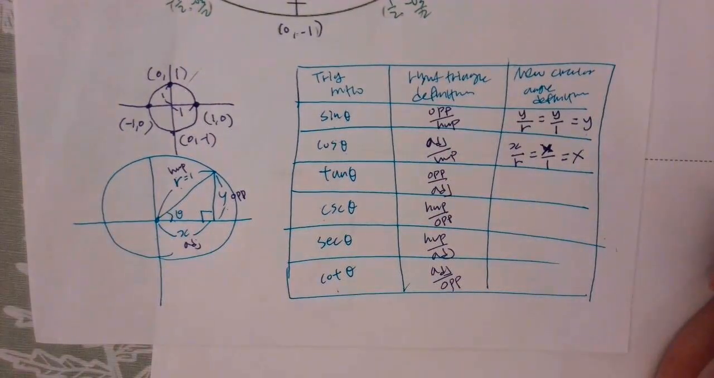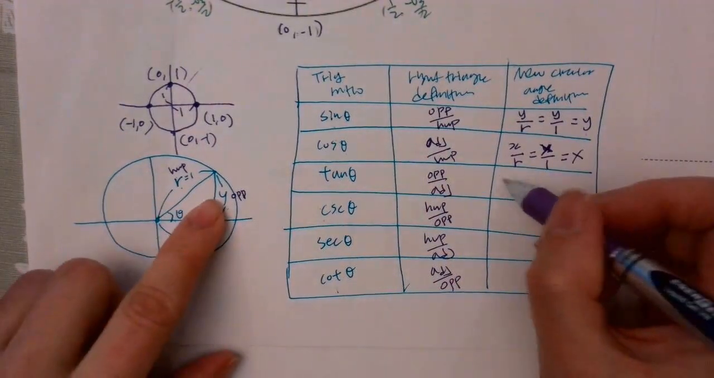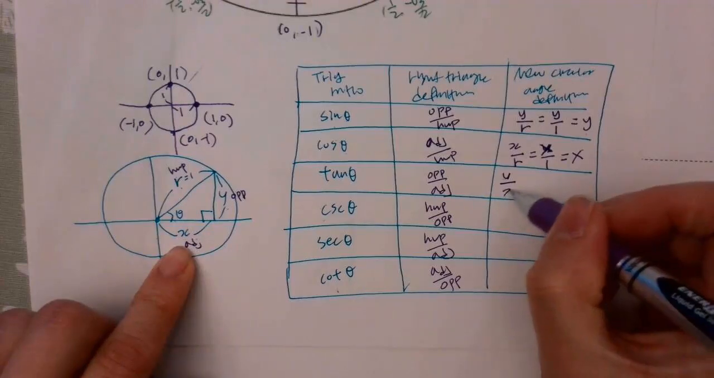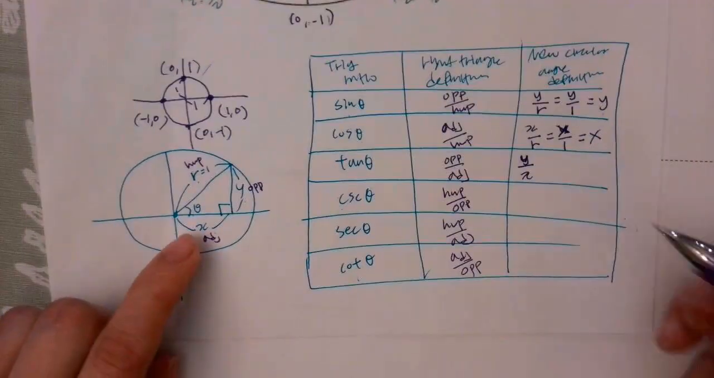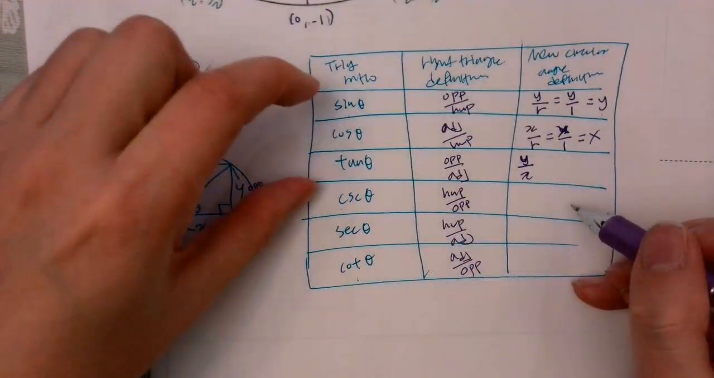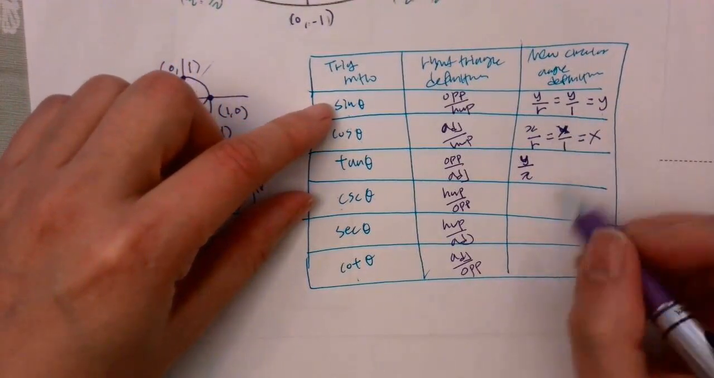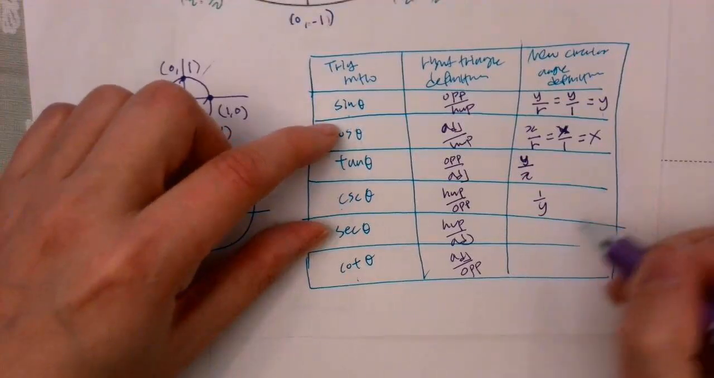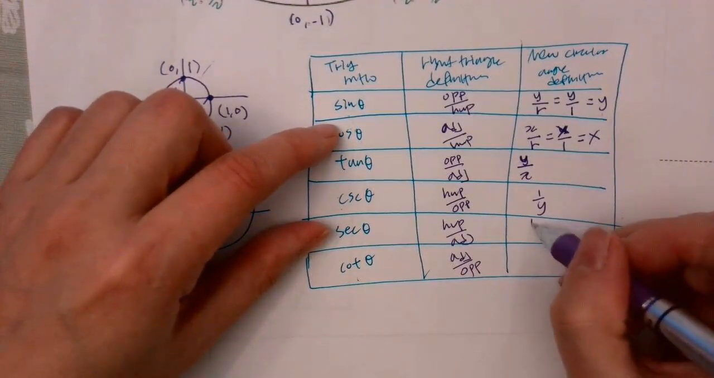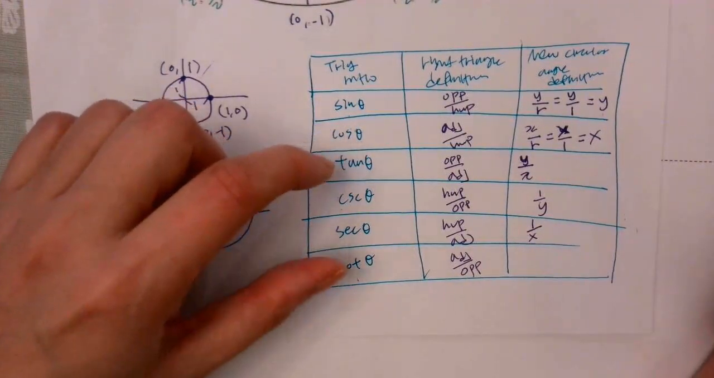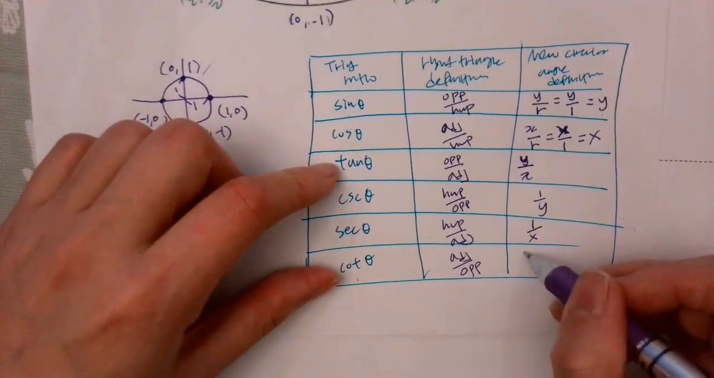So cosine is x there. Tangent is the opposite side, y, over the adjacent side, x, so y over x. Cosecant, here's what I'm going to do. I'm going to just take the sine value and take the reciprocal, right? So the reciprocal of y is 1 over y. Secant is the reciprocal of cosine. Cotangent is x over y.